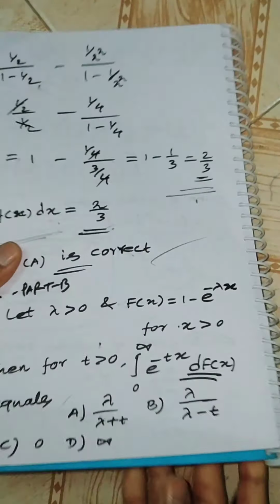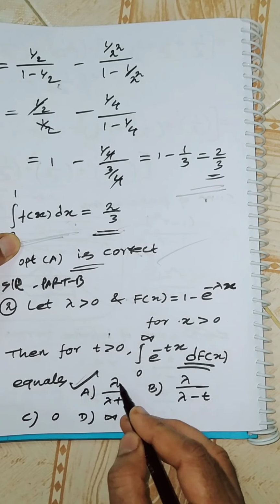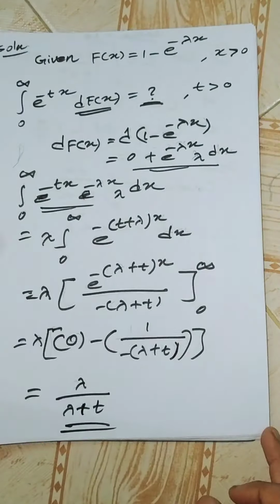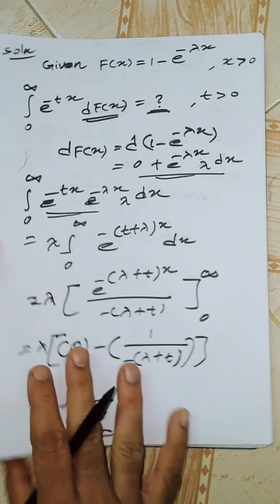So go to the options. First option, lambda by lambda plus t. So finally we are getting this one. Am I right?